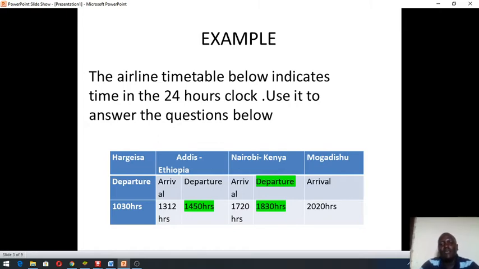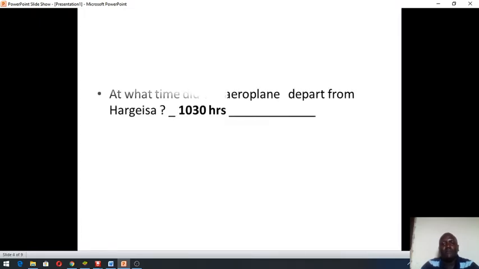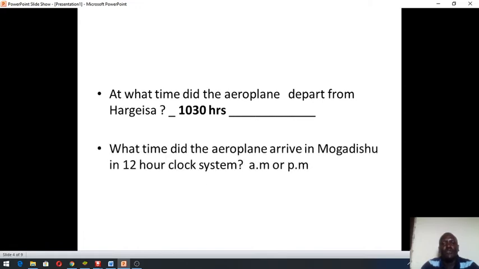That means 20:20 hours we convert into 12-hour clock system. It will be 20:20, I take away the 12 hours. That will be 8:20 p.m. in the evening. Let's go to the next question.